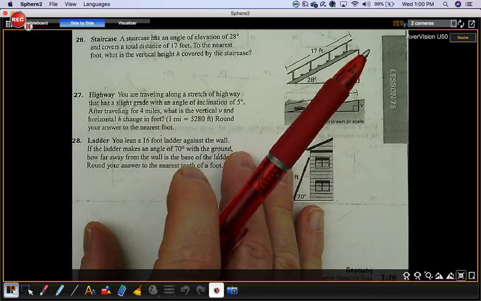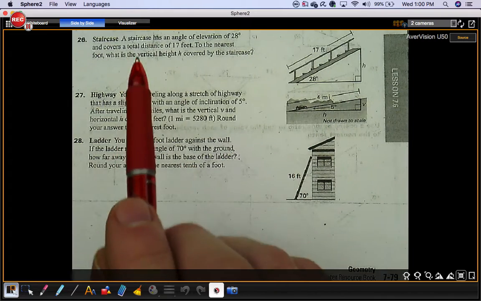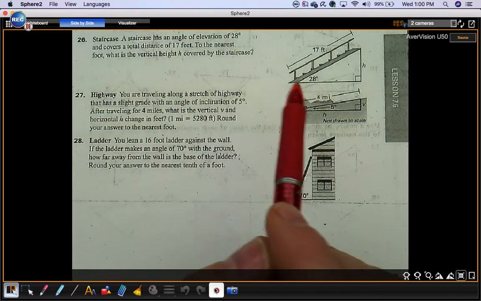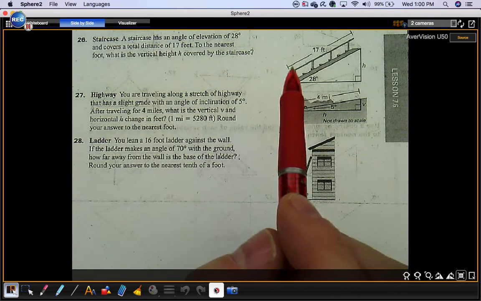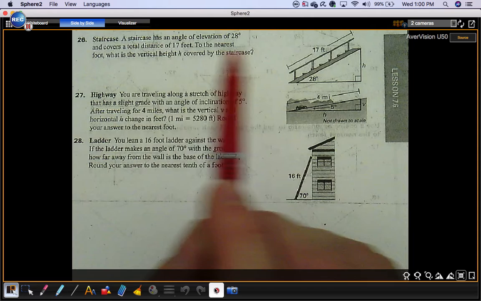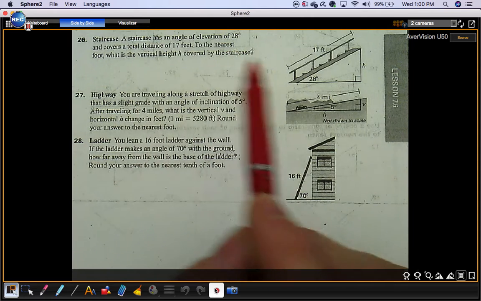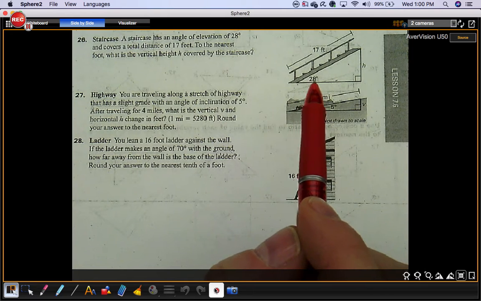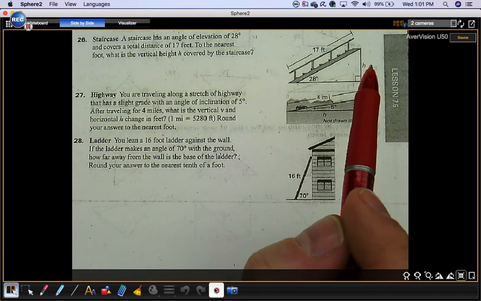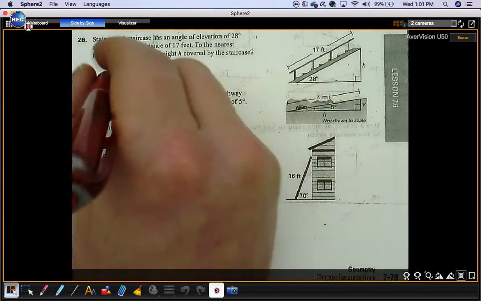In number 26, we're talking about a staircase. A staircase has an angle of elevation of 28 degrees, and it covers a total distance of 17 feet. To the nearest foot, what's the vertical height covered by the staircase? So you have an acute angle in a right triangle. That's the opposite leg, that's the hypotenuse. You're going to use sine.